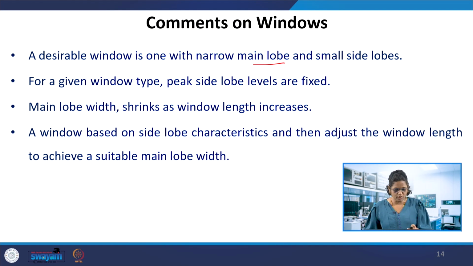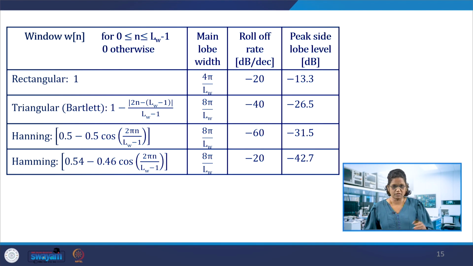I have given some of the characteristics, which can also be found in any of the texts. Here are the commonly used window functions, and how we use them in the window method of FIR filter design. This window function is for n varying from 0 to the length minus 1, LW or N minus 1.